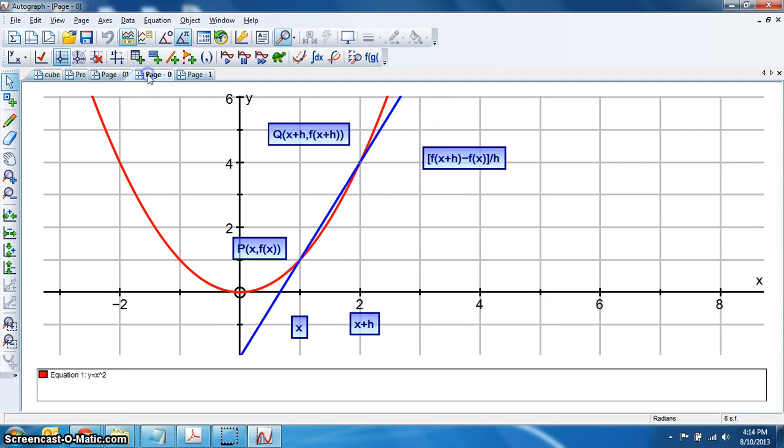So let's look at some formula here. What is the slope of the secant line? The slope is found by rise over run. The change in y is the y value of Q minus the y value of P. So that's f of x plus h minus f of x. And the run is the change in x, which is h. And so the slope of the secant line is f of x plus h minus f of x all over h. And we want to find the limit of this expression, because the limit of the secant lines is the tangent line.